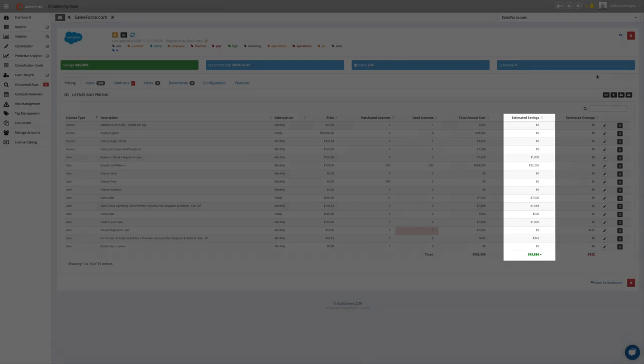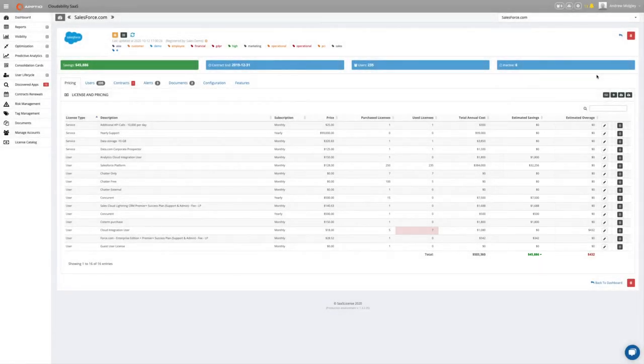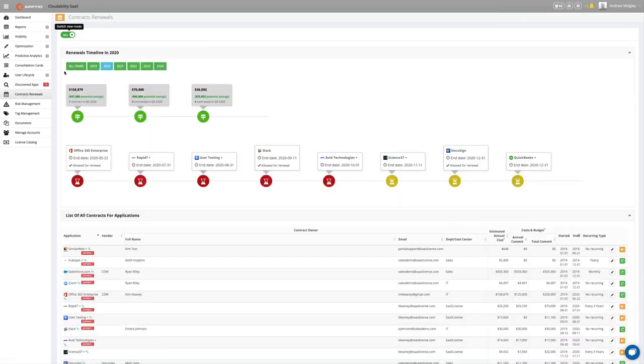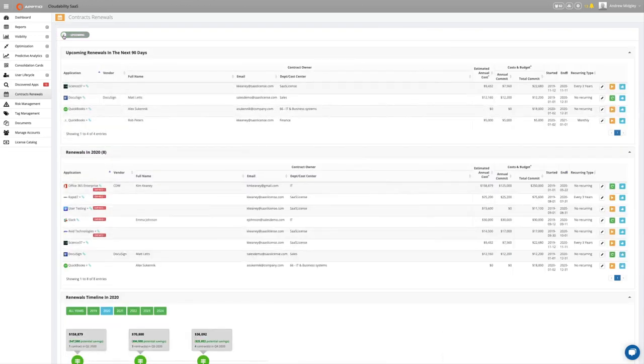In some scenarios, this wastage can be addressed by increasing user adoption, but in other cases, contracts simply need right-sizing, or possibly even cancelling. This is where the contract renewals feature is extremely helpful, by providing a timeline of future renewals and zeroing in on the ones that are imminent.